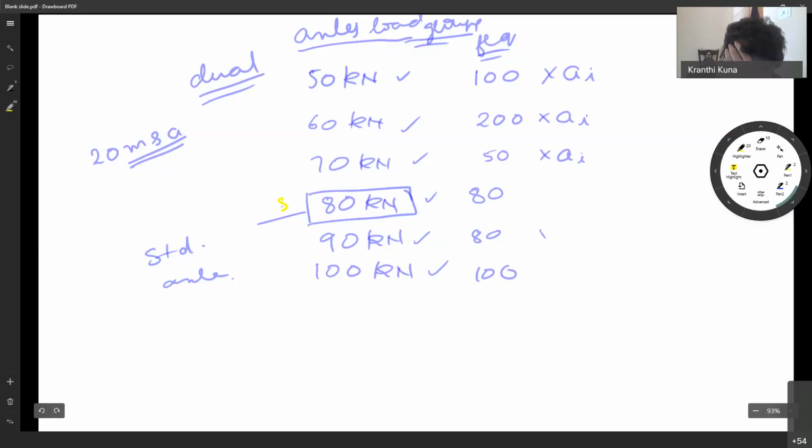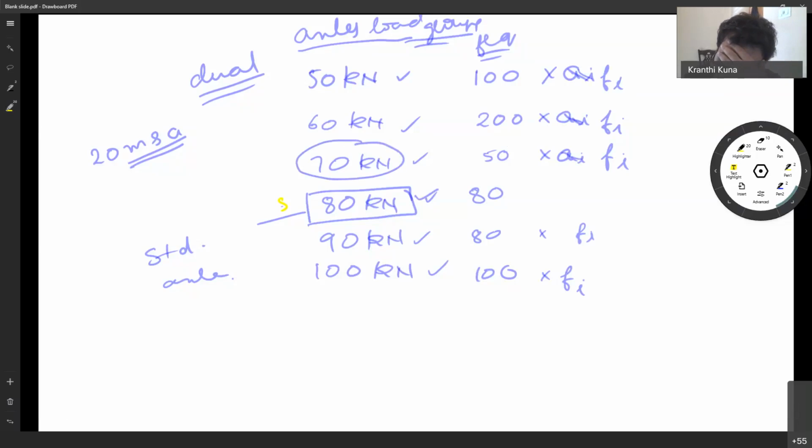Okay, so maybe because the term we used is Fi, let me use Fi. So what this damaging factor is: relative to 80 kilonewton, how much damage a 70 kilonewton axle is causing on a pavement. That is what the Fi gives. So relative damage to 80 kilonewton is what the equivalent axle load factor is.